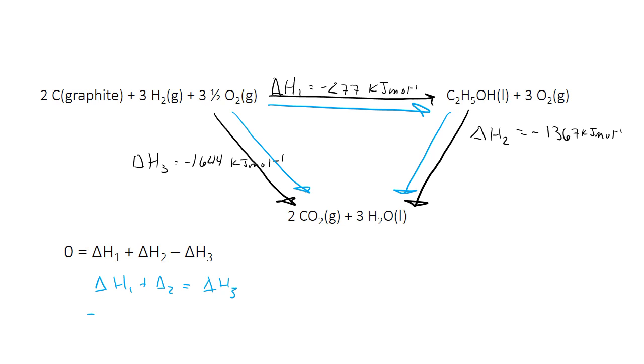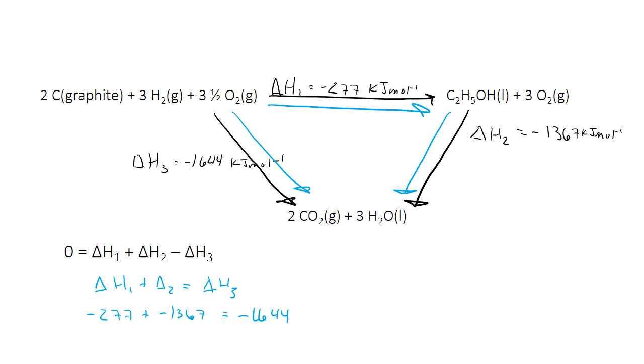And so plug in the numbers. Negative 277 plus negative 1,367, guess what? Equals negative 1,644. Hence, it's a cycle. No energy is lost. And this is going to help us to determine the stability, and so on and so forth.